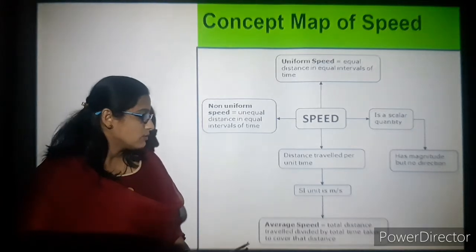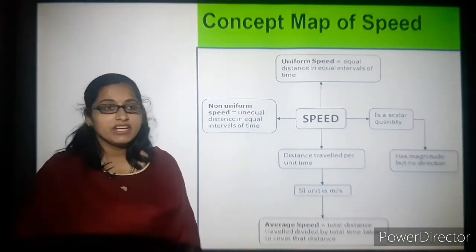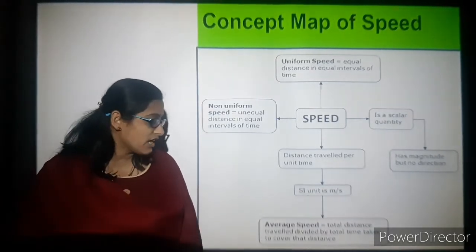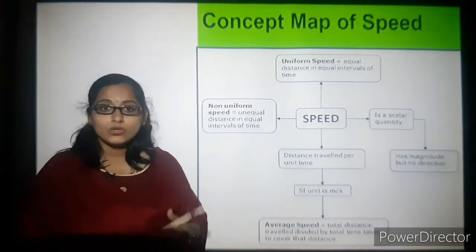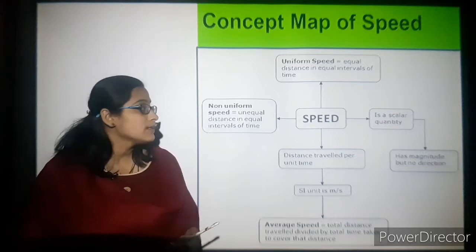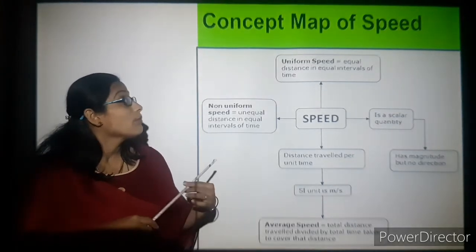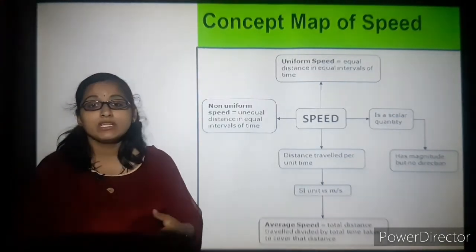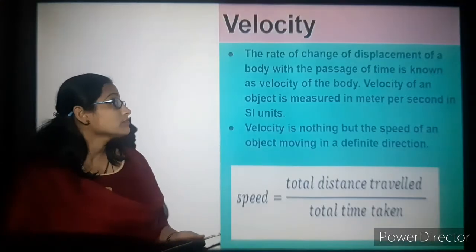What is average speed? Average speed is the total distance travelled divided by the total time taken to cover that particular distance. So that's all about the concept map of speed. Let's go to the next slide.